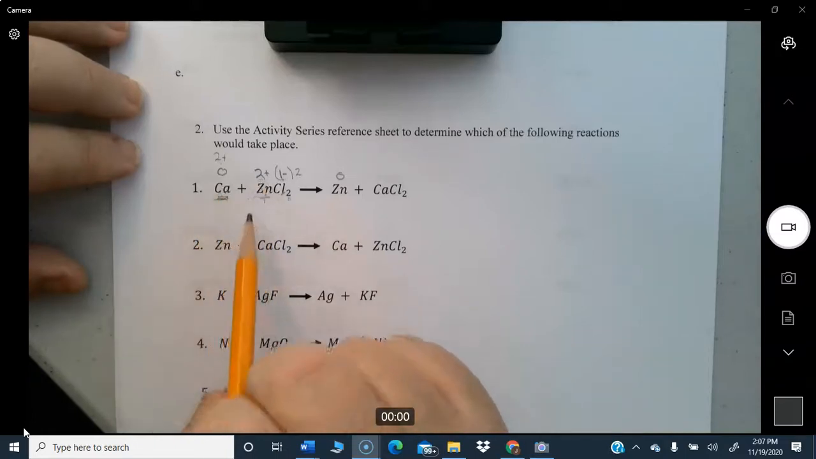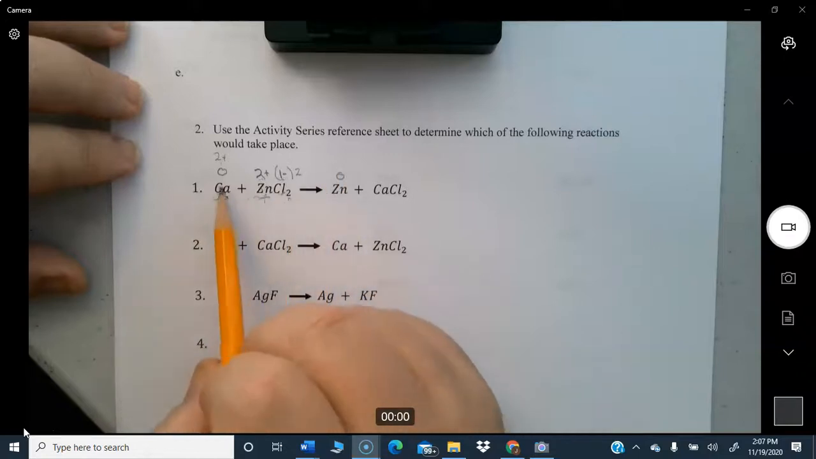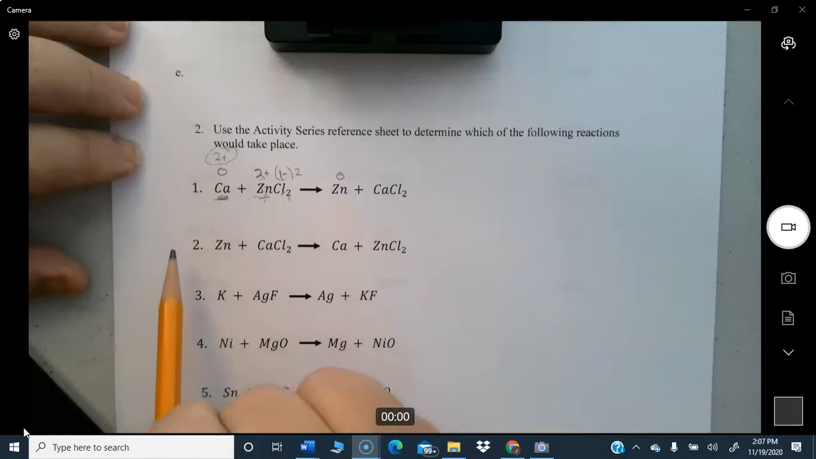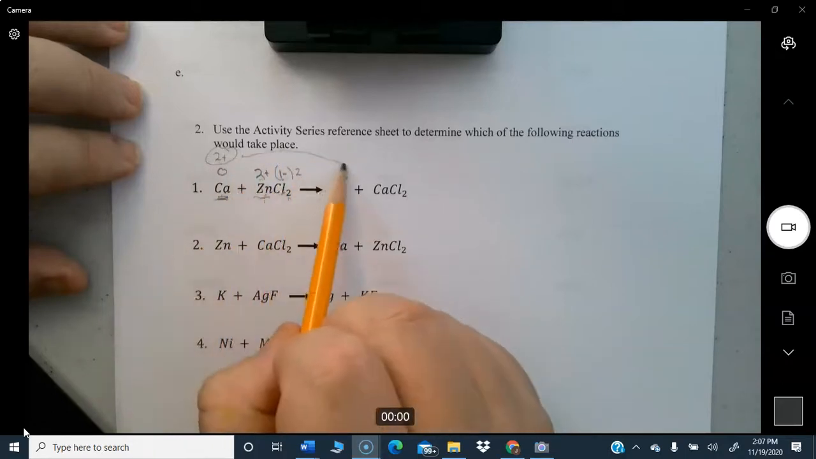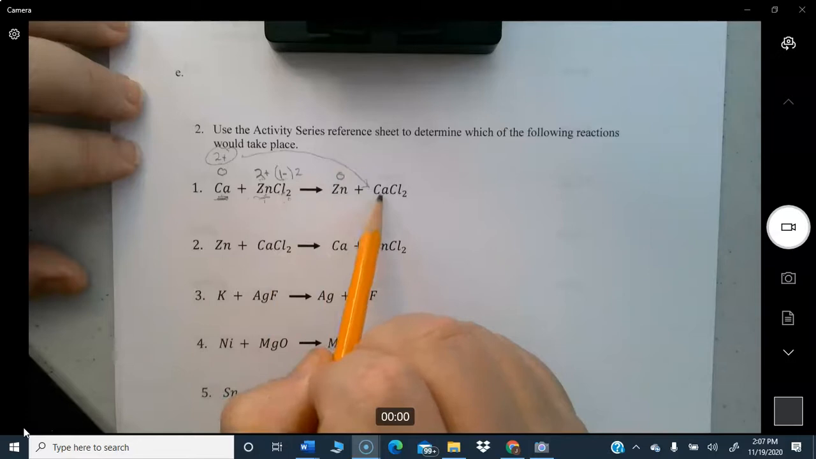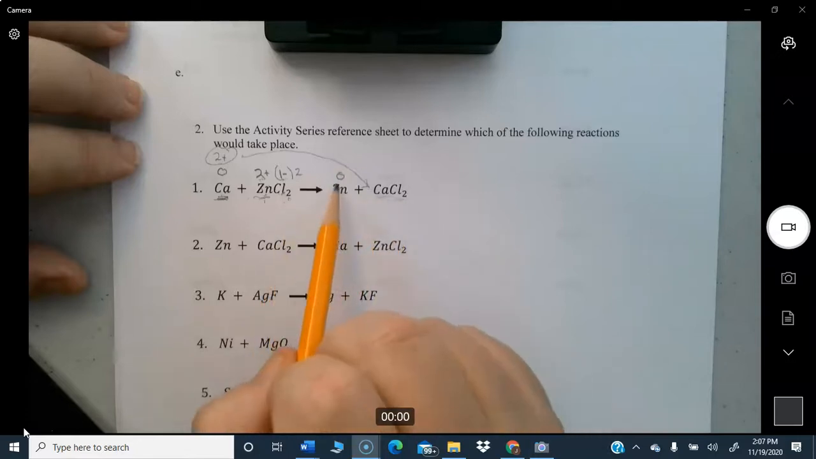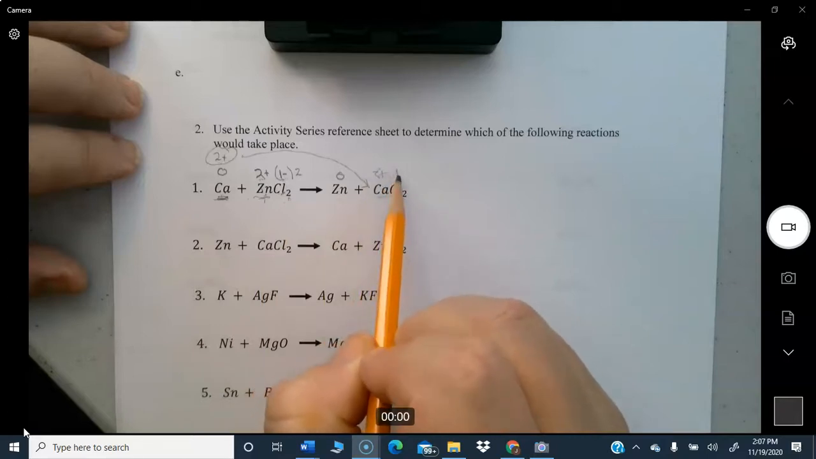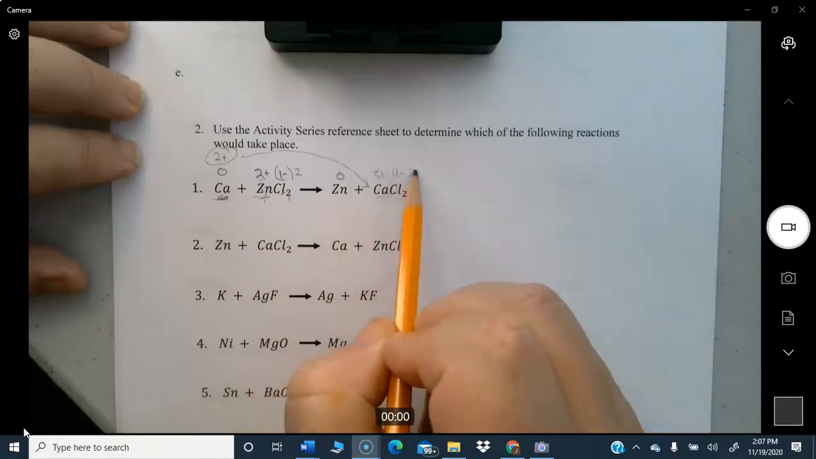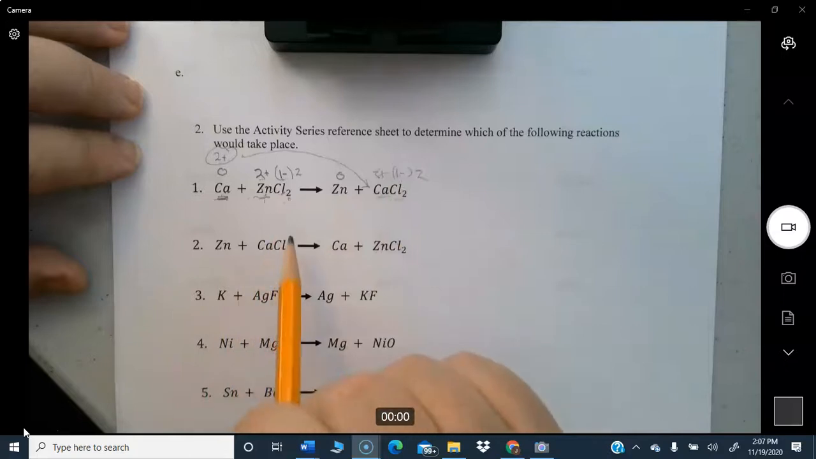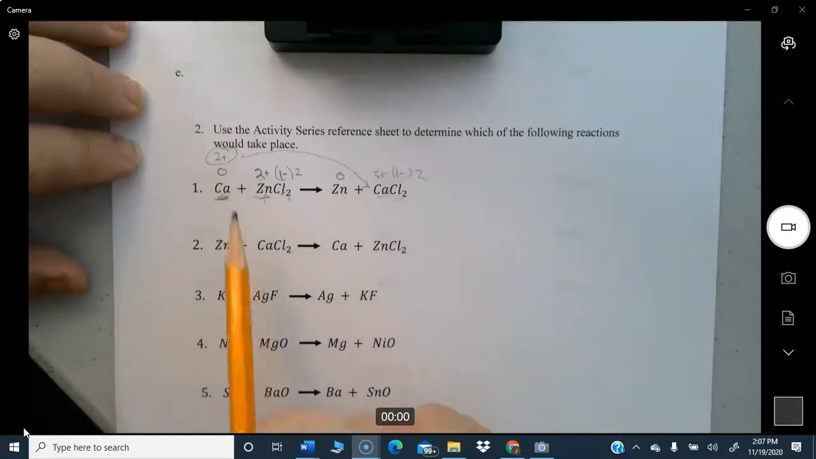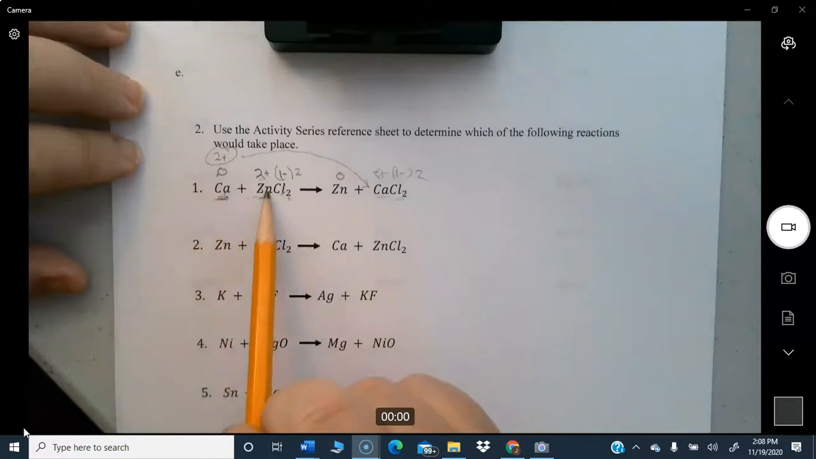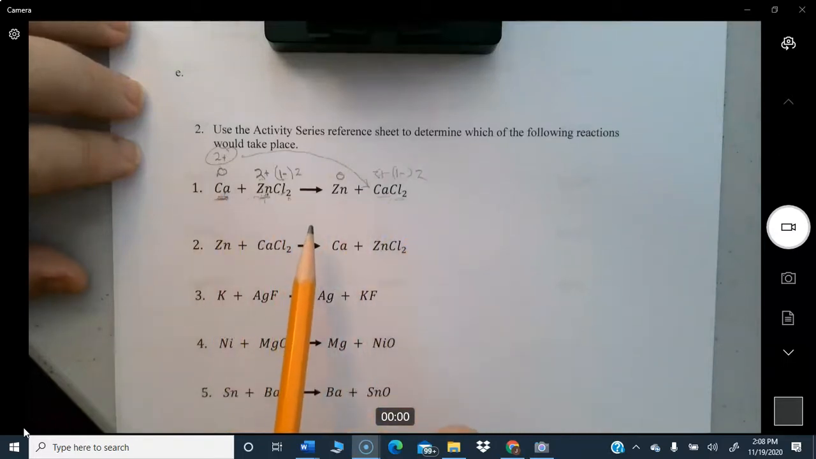Calcium gave 2 electrons over to zinc, made it neutral, but then that made calcium, its natural ionized state is 2+, just as zinc. So it's now going to come over here and it's going to bond with the chlorine, just the same way zinc did over here. 2+, 1-, and then there's 2 times the 1-. So the question about this is, will calcium give 2 electrons to zinc to cause this reaction to happen?